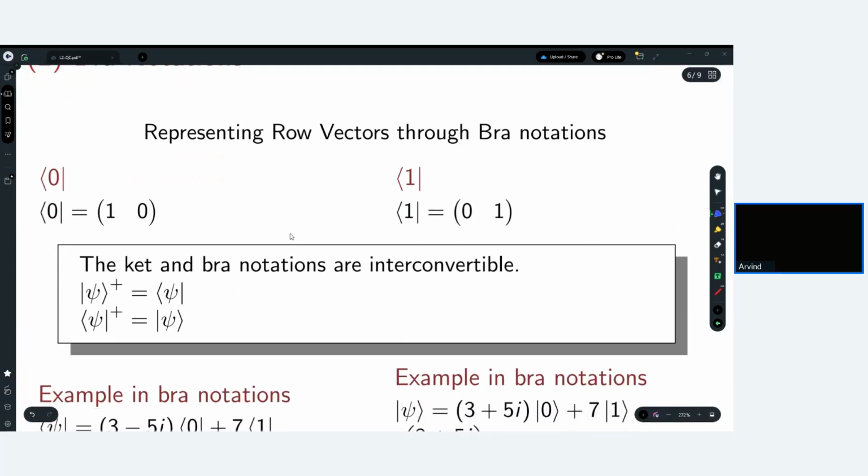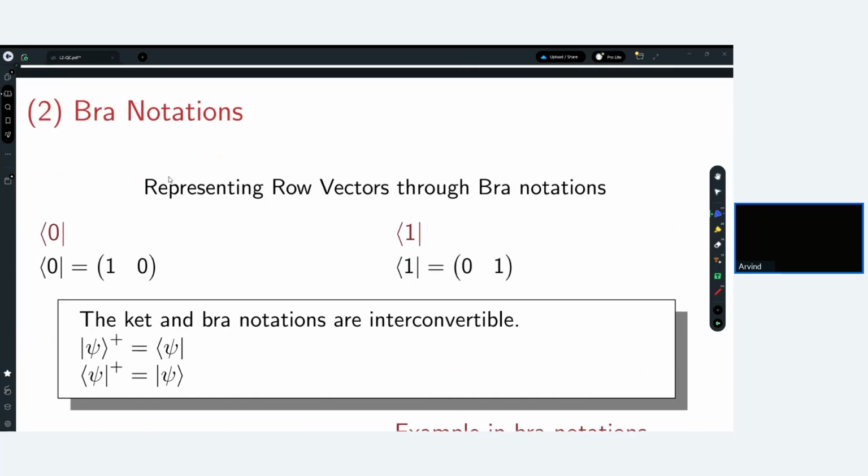Now the second type of notation is the bra notation. If the Ket notation is used to represent the column vector, the bra notation is used to represent the row vector. A row vector is a matrix with only one row. The bra notation consists of two different symbols: one is the less than sign followed by one vertical bar.